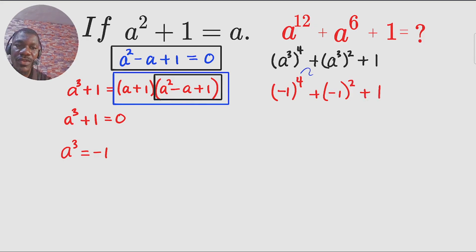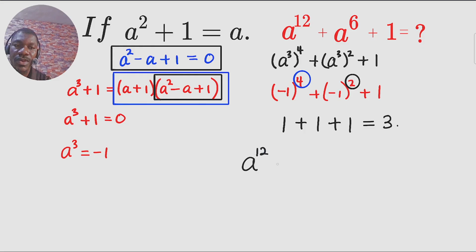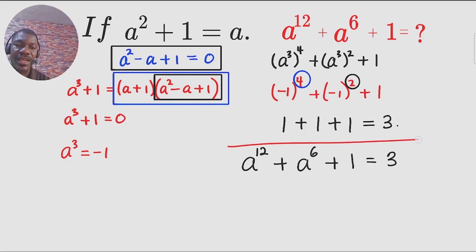Now since this power here is even, the output here will be 1. Then plus here also it is even, so the output will also be 1, then plus 1, which all equals 3. So therefore a raised to 12 plus a raised to 6 plus 1 equals 3 as the final answer to the question.